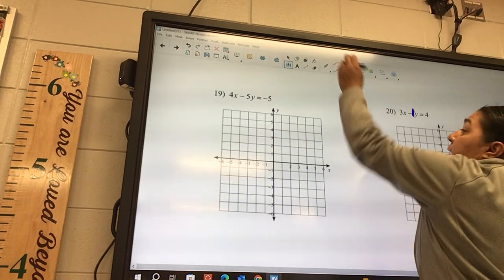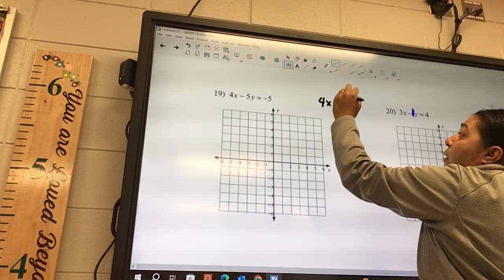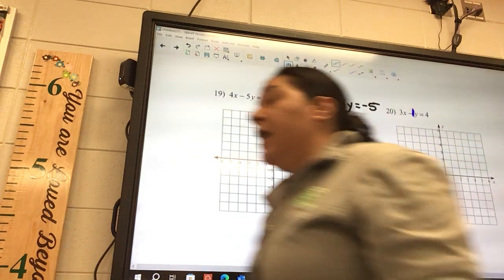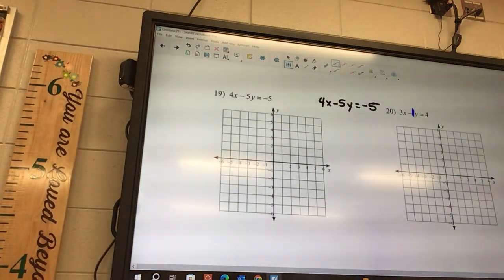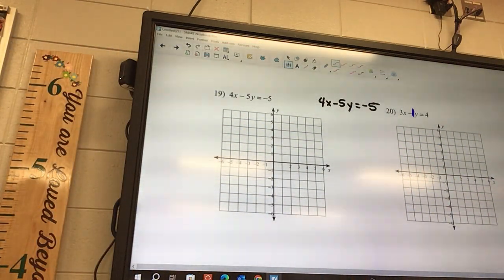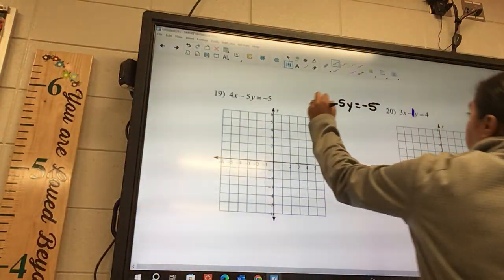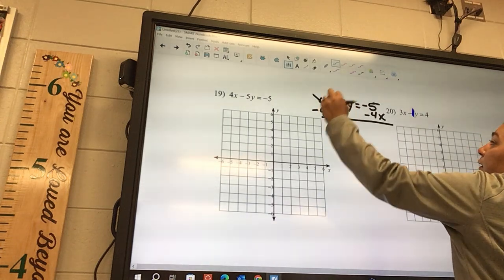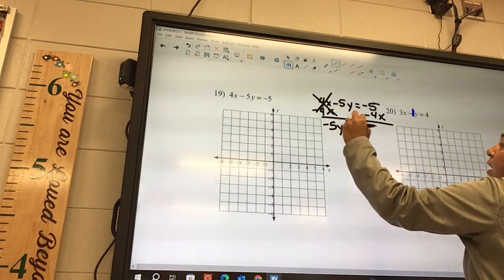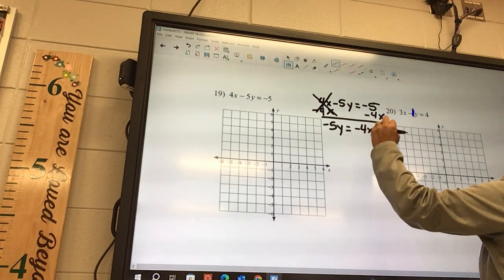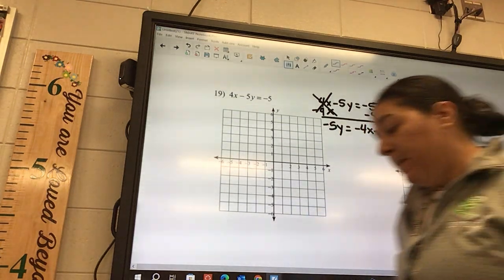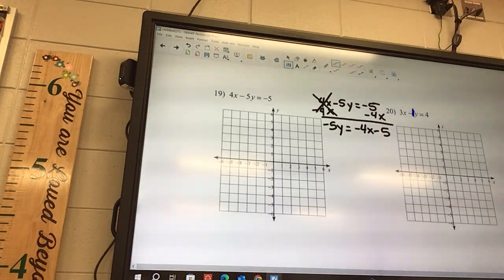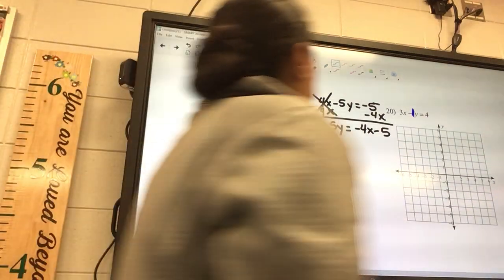Okay, so number 19, I'm going to write off to the side. So I got 4x minus 5y equals -5. Okay, what needs done first? Minus 4x on both sides. Okay, so I get -5y equals -4x minus 5. Okay, and then what? Divide by -5.